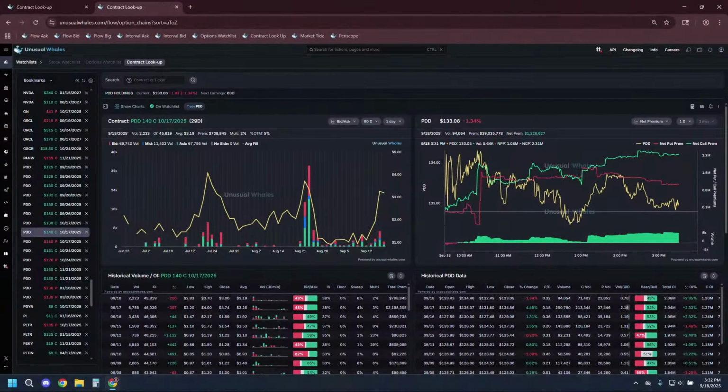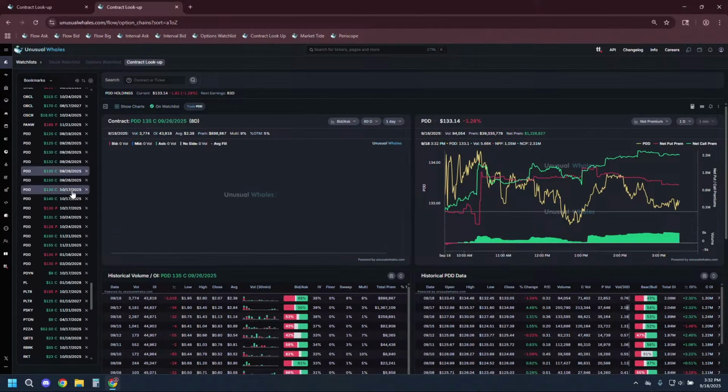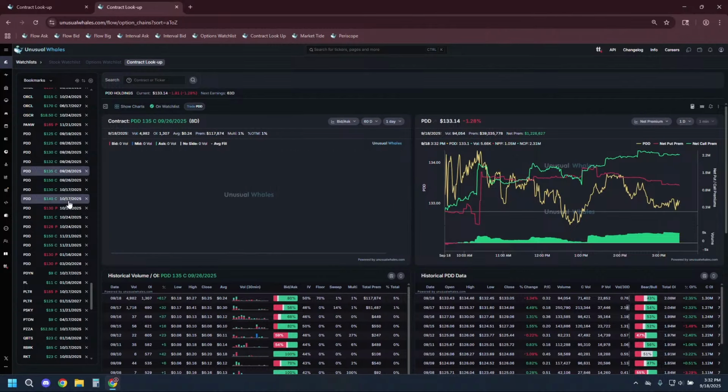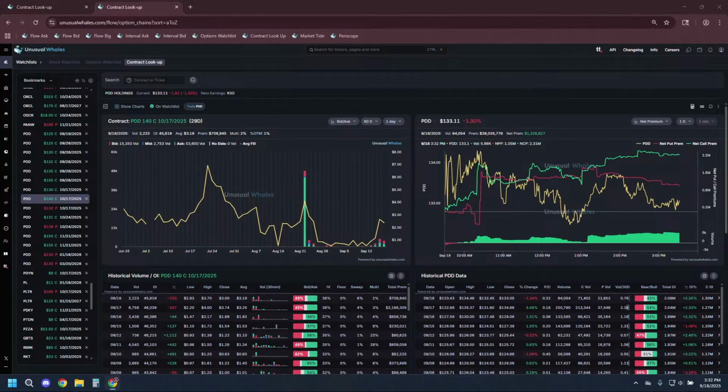Not really seeing much on PDD. I think yesterday there was something. I don't remember if I saved it. 140, 10, 17. I don't remember. All right, let's move on here.